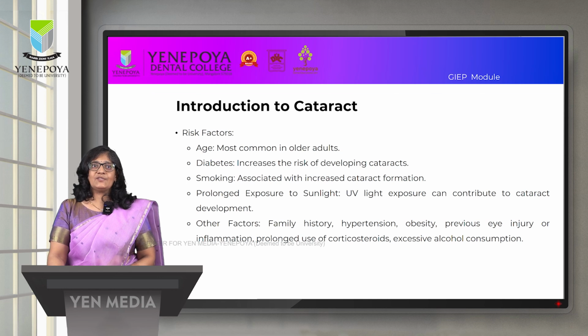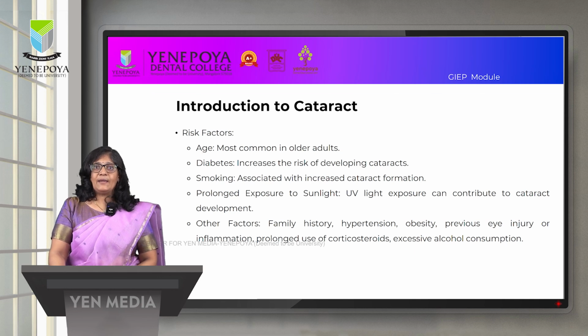What are the risk factors for cataract? The most important is age. Second is diabetes, where a person who is diabetic is at an increased risk of developing cataract. Smoking is also associated with increased cataract formation. Prolonged exposure to sunlight, UV light exposure can also be one of the contributing factors.